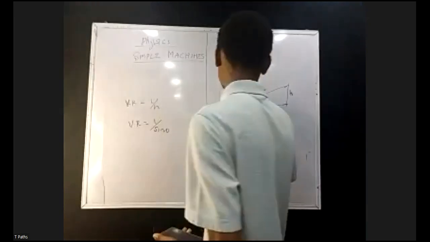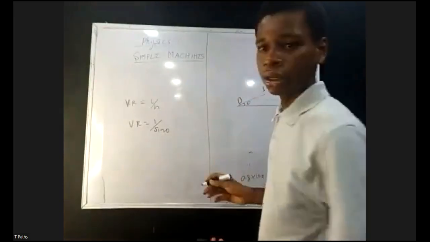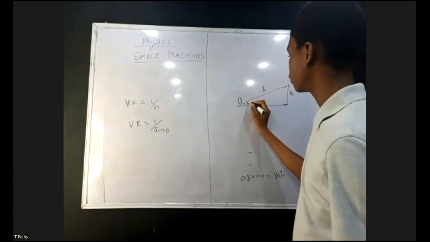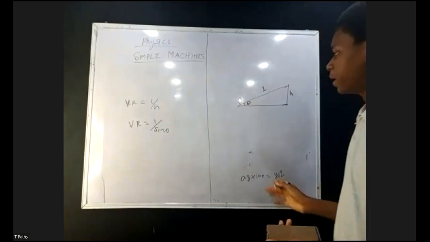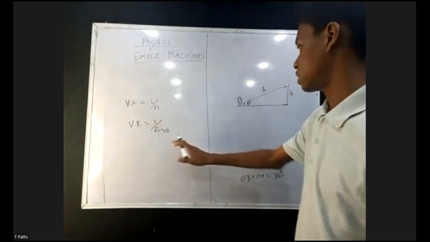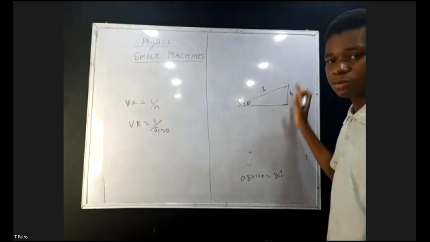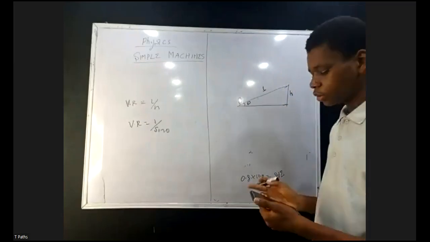So now let me say this angle here is theta. This plane surface is inclined at an angle of theta to the horizontal. It means my velocity ratio can be calculated as 1 over sine theta. Or you can say my velocity ratio is the distance moved by effort over the distance moved by load. I think we're good.